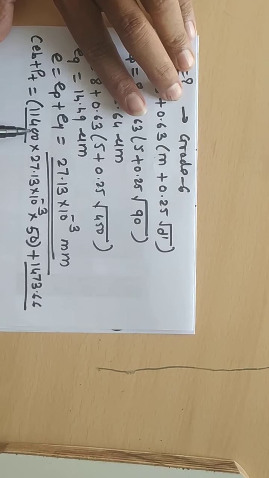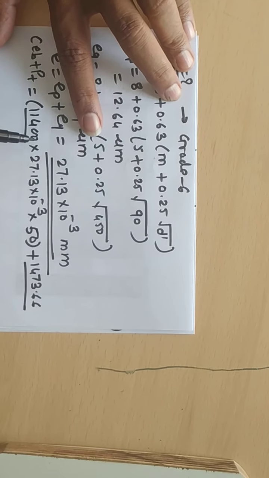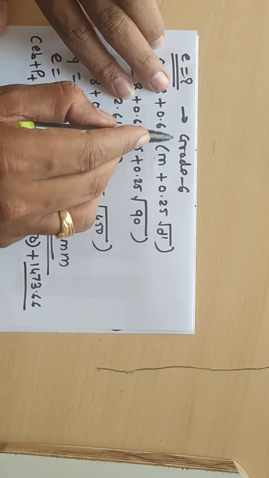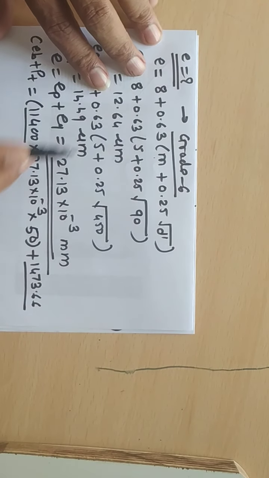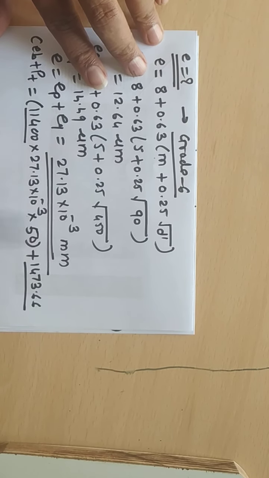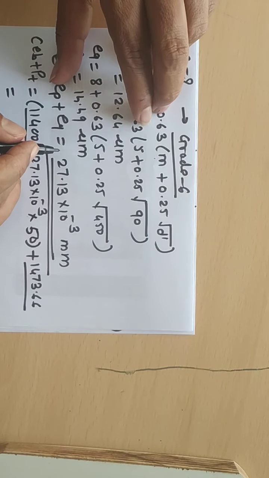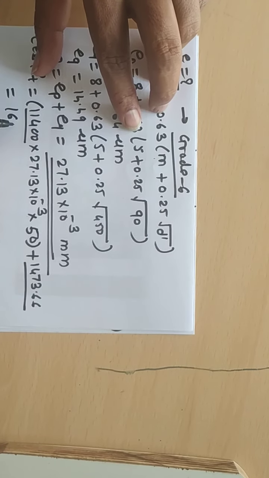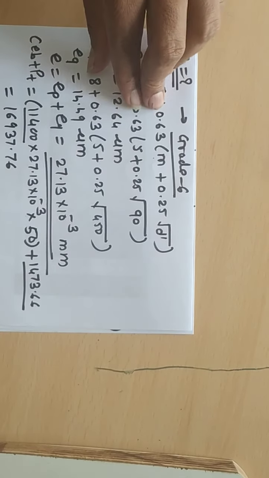CEB plus PT. C, that is 11400, is from the design data book at alpha equal to 20 degree and steel material, into E, the error, which is found by using grade 6. For grade 6, the equation is given. Put the value of dp dash and dg dash, find out EP and EG. Then E is EP plus EG, that is 27.13 into 10 to the power minus 3 into B, B is 50, plus PT, already found. Find out this CEB plus PT term. This CEB plus PT term is 16937.76.